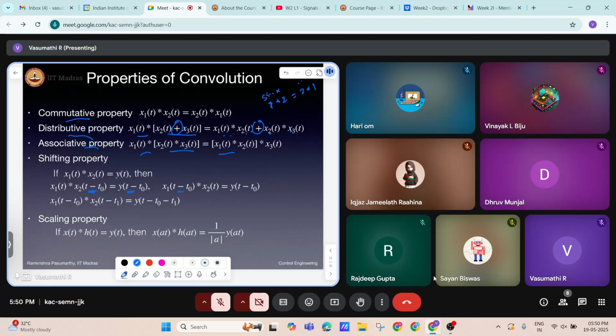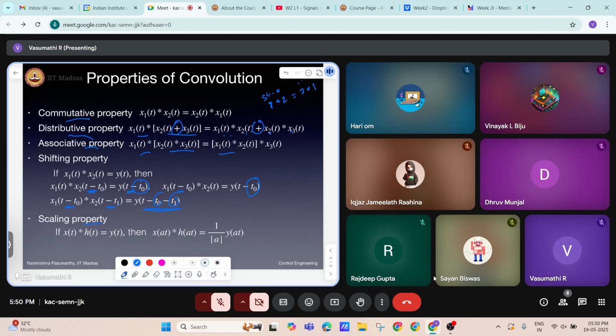Whatever signal comes out of it will be time shifted. If both input signals are time shifted, both time shifts will be seen in the output, right? If only one is time shifted, only that time shift will be visible in the output. If both are time shifted, both time delays will be visible in the output. That is the shifting property.